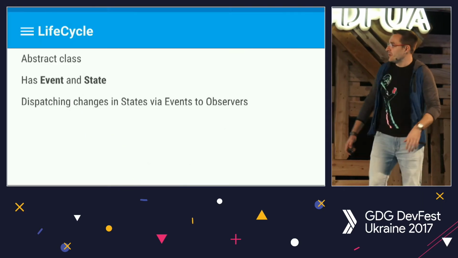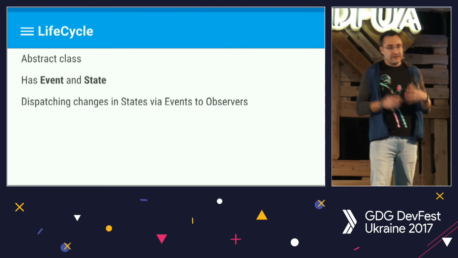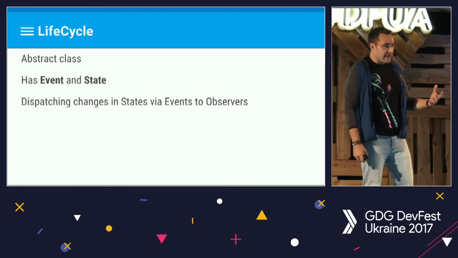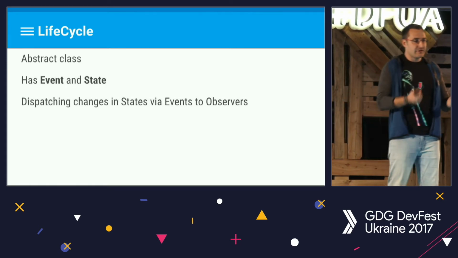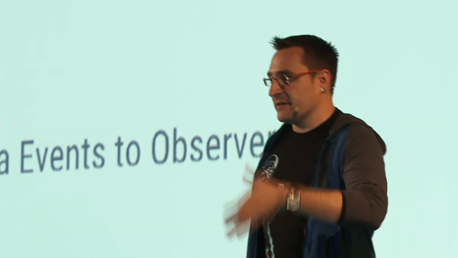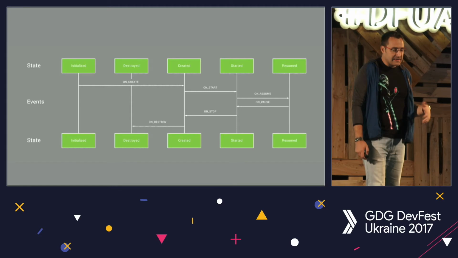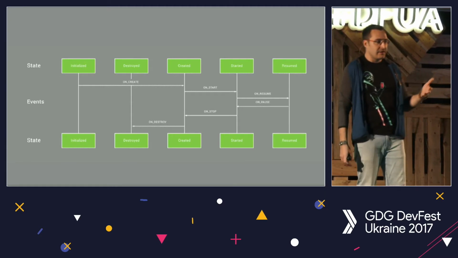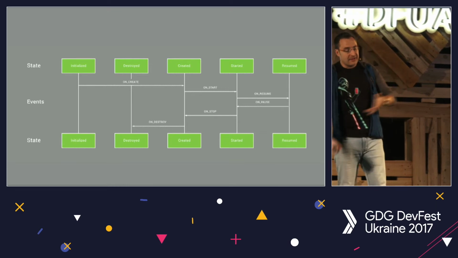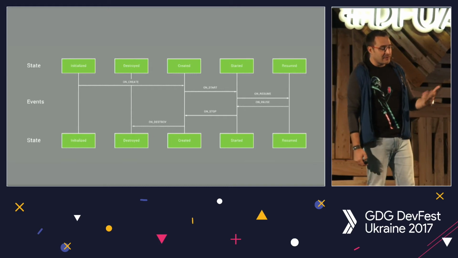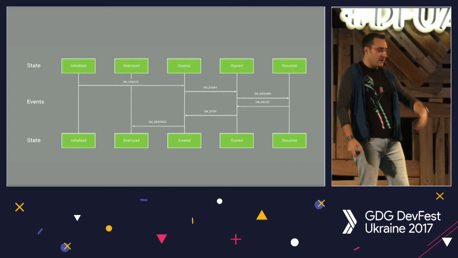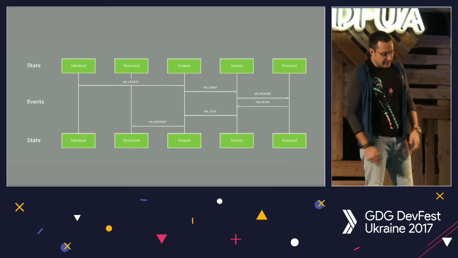So I touched the lifecycle component, and as I said, the lifecycle component is actually an abstract class that every activity and every fragment has, and it has events and states. So you're probably already familiar with that. It's not something new. The events are the lifecycle callbacks that happen: onCreate, onStart, onResume, onPause, onStop, and onDestroy. When it's onCreate, the lifecycle is created. When it starts, it's started. Then when it's resumed, its state is resumed, and then you start to receive all the updates. And back then there's paused, created, and so on.